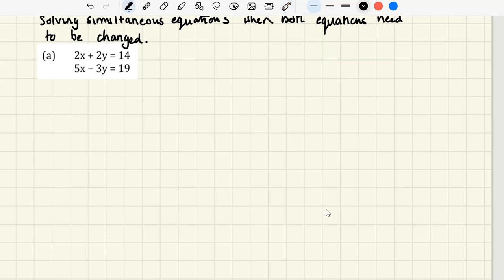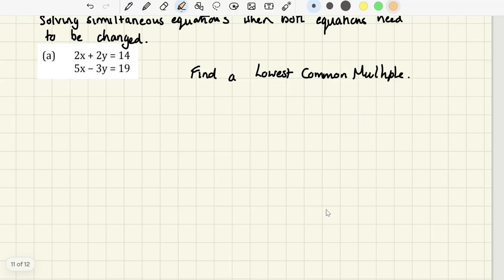I will go with that. Let's find a lowest common multiple. Okay. And we've just got to pick either the x or the y. Which one do you want to go with? Y. The y? Okay. So let's look at the y's. So the lowest common multiple of 2 and 3 is 6.